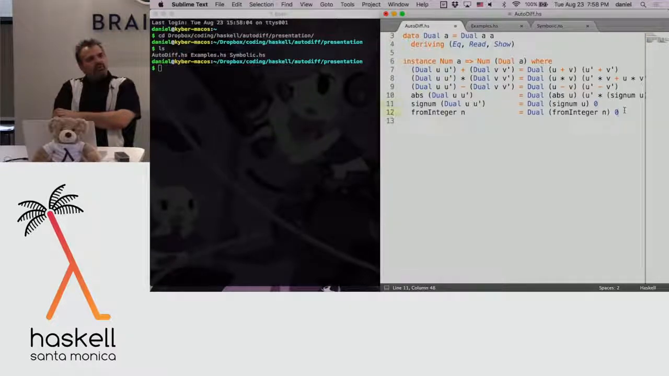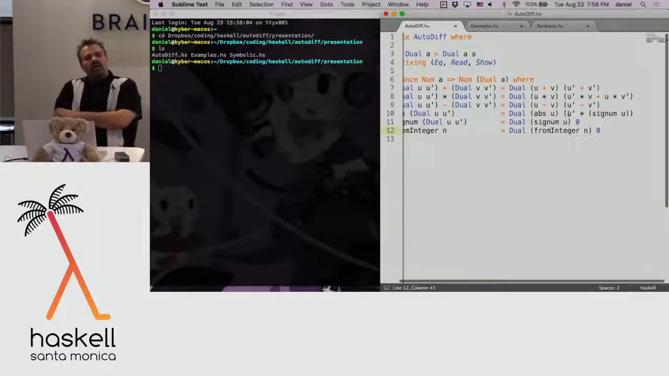Let's see, and then fromInteger. This one's a little bit interesting. So fromInteger is supposed to take an integer and give us a dual. And so what we're using here is fromInteger for A. That's going to be the first guy. And then the second guy is going to be 0. Why is it going to be 0?